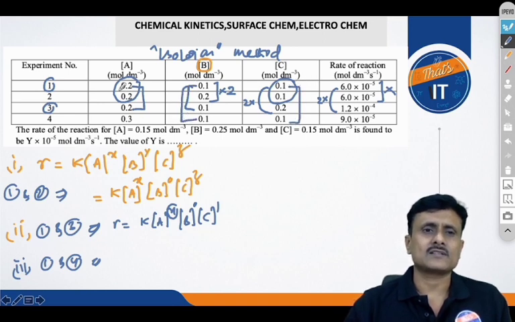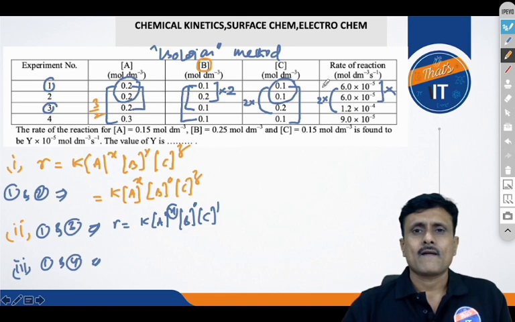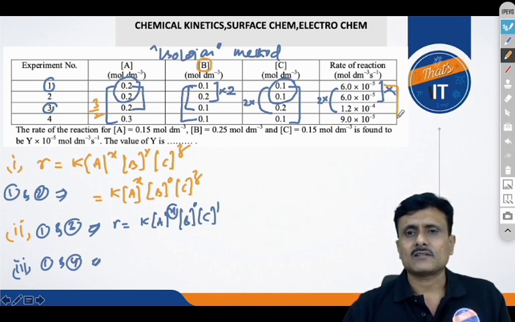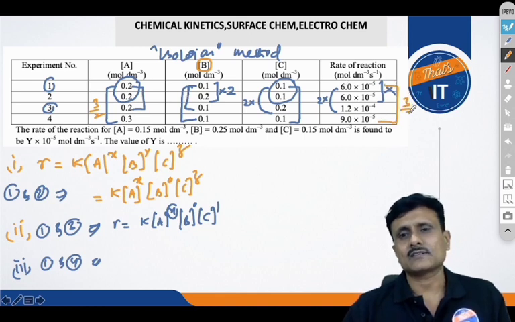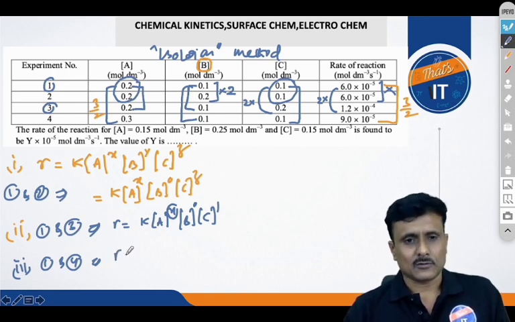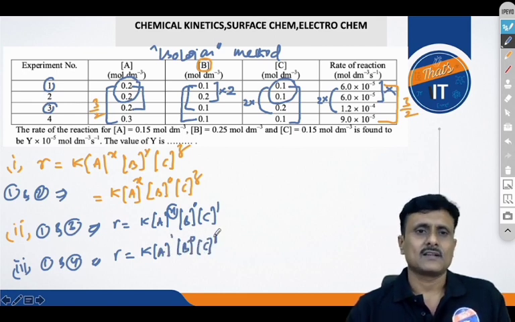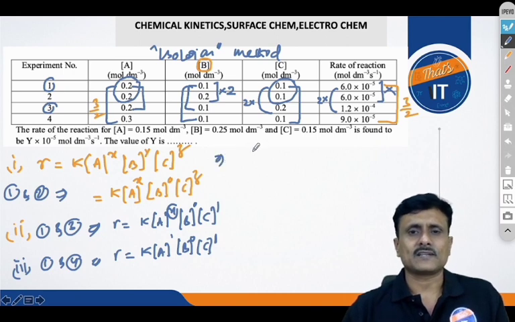B and C constant, and when I increased this by 3 by 2 times, 0.2 to 0.3, the 1 and 4 data I must check, the rate also increased by 3 by 2 times. 6 to 9 means 3 by 2 times. That means it is also first order with respect to A. So first you need to find the order of the reaction cleverly by using the shortcut, and then you substitute these values by taking any of these values.